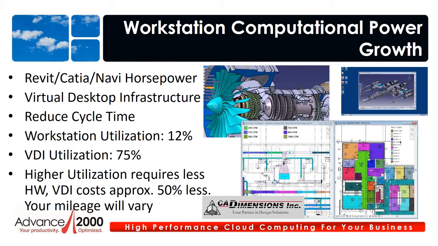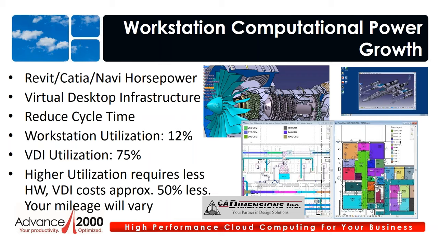So we said, gosh, if we could take all of this unused computing power and push it into a data center and make it available to everybody when they need it. If one user is out at the job site or on vacation for the week, that $5,000 workstation is not sitting idle. Somebody else is using it. So the virtual desktop infrastructure allows us to drive up the utilization of this desktop computing power. When I'm not using my virtual desktop, somebody else is.